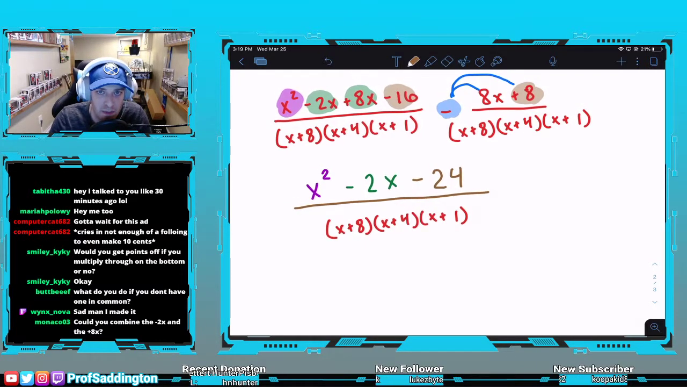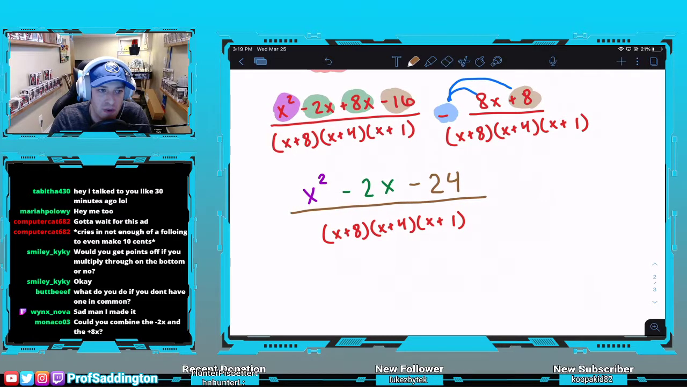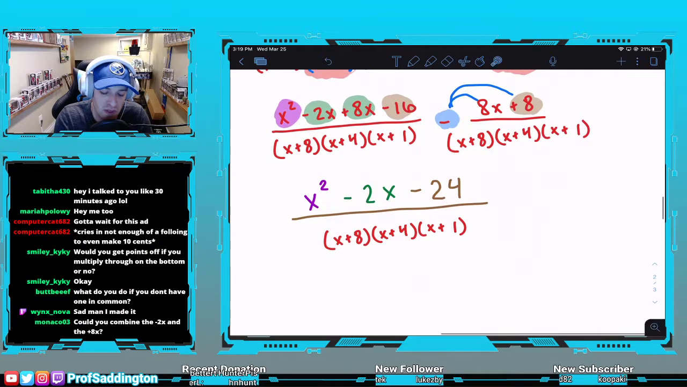Ella, you can combine them, but what you'll notice will happen is when you do negative 2 plus this 8, that will give you positive 6x. And then you have to take that positive 6x and you have to subtract this 8x, and it's just going to give you this negative 2 anyways. I just did it all in one step rather than doing it in 2 separate steps.